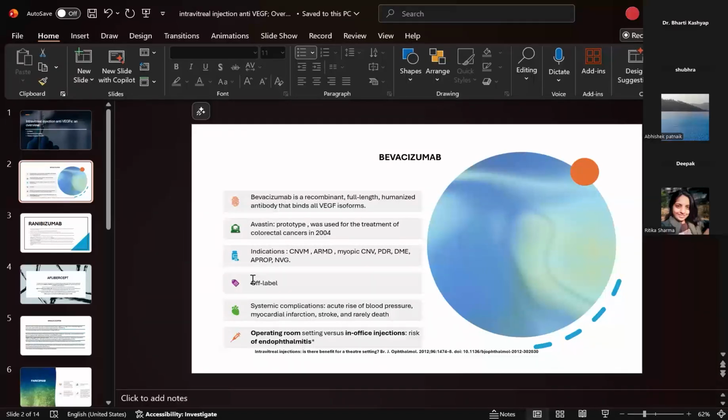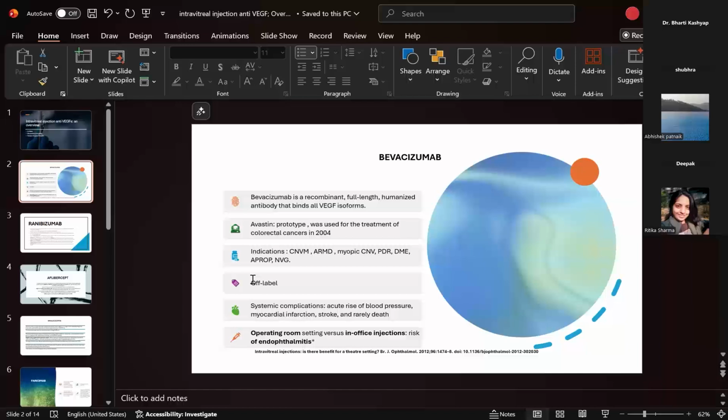But unfortunately, this beautiful drug is still off-label because of its bigger size and its slight systemic complications, that is acute rise of blood pressure, a small chance of myocardial infarction, stroke, and very rarely death. In our practice, we haven't seen any of these later complications, like MI, stroke or death. Sometimes we do see an acute rise of blood pressure after injections of intravitreal Avastin.